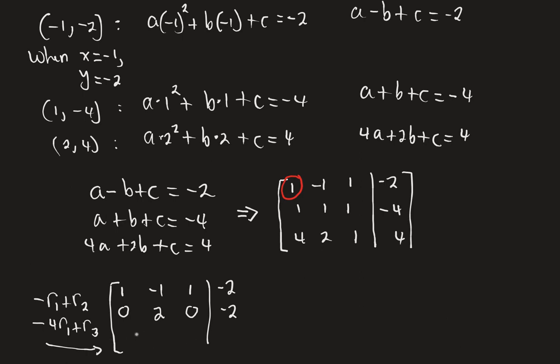And then do something similar, using that pivot to eliminate the positive 4. So -4 plus 4 is 0, and then 4 plus 2 is 6, and then -4 plus 1 is -3, and then 8 plus 4, that's 12, right?